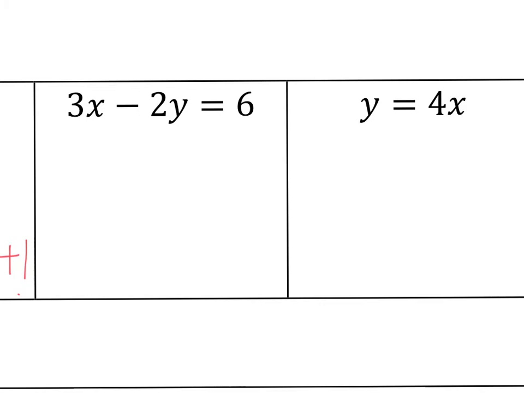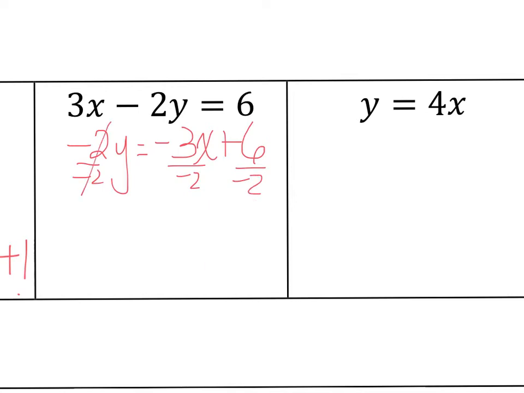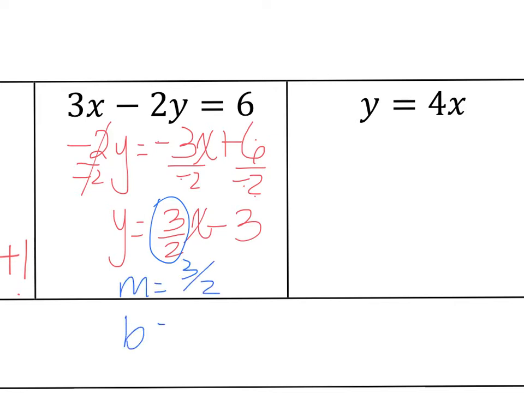First, we need to change this to function form or slope-intercept form. So negative 2y equals negative 3x plus 6. Divide negative 2 to both sides. Cancel. Positive, negative, negative, positive. Positive, negative, negative. 6 divided by 2 is 3. Okay, and then so this would be your slope. M equals 3 over 2. And you can just simply write b equals negative 3.